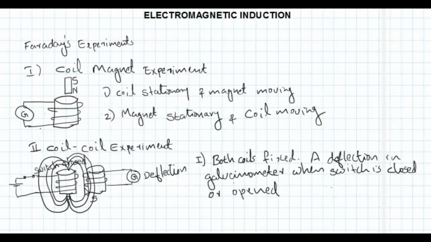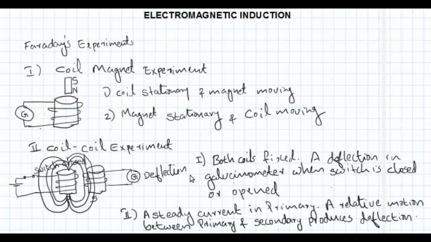So either an increase in the flux with this coil or a decrease in the flux with this coil will produce an induced current. So when the switch is closed or opened, in both cases a deflection is produced in the galvanometer. So that is one case by which we can produce induced current using two coils. Another one is a steady current in the primary.